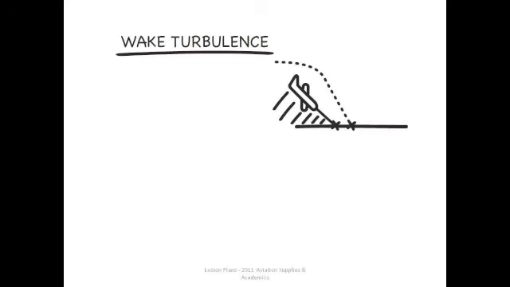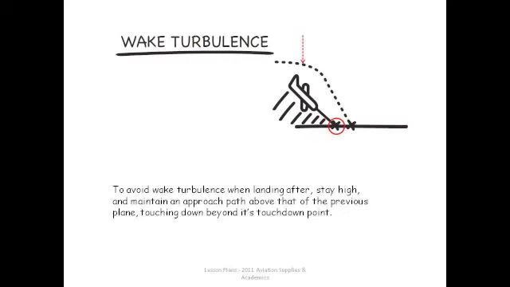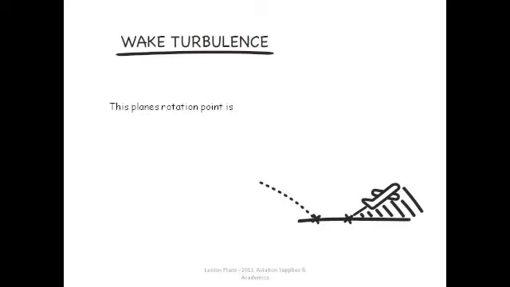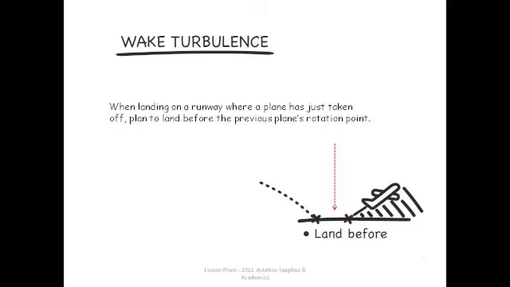Best practices for avoiding wake turbulence on landing are as follows. This time, the large plane is landing here. To avoid wake turbulence when landing after, stay high and maintain an approach path above that of the previous plane, touching down beyond its touchdown point. This plane's rotation point is here. When landing on a runway where a plane has just taken off, plan to land before the previous plane's rotation point.